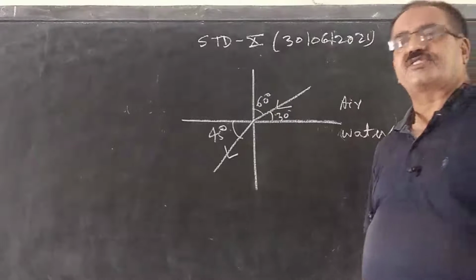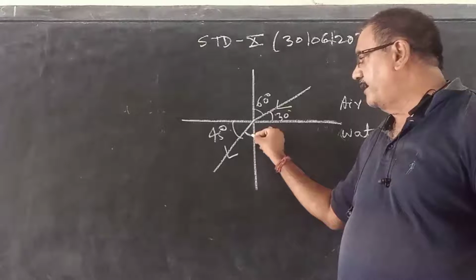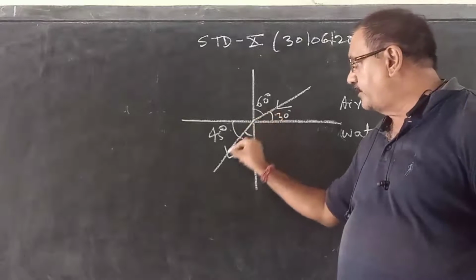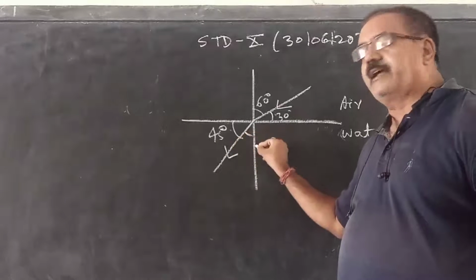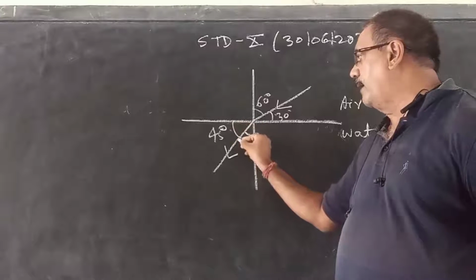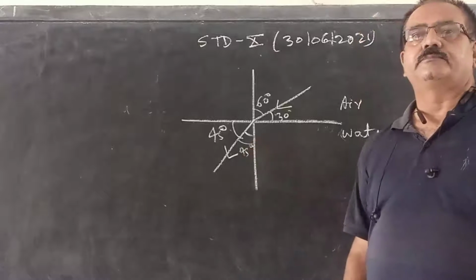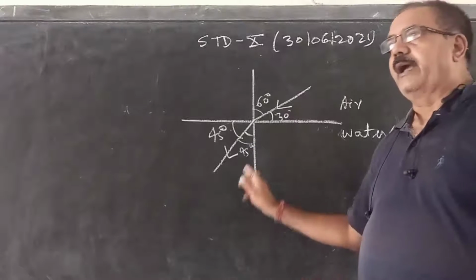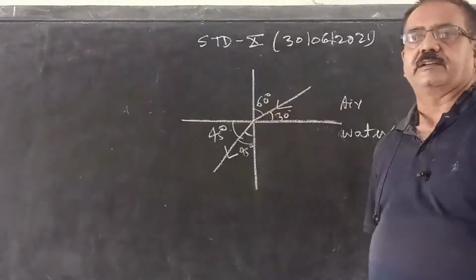Now the angle of refraction. This is the angle of refraction. Why? Because this is the refracted ray and this is the normal, and this is the angle between the refracted ray and the normal. So the total is 90, and out of 90, this is equal to 45. This angle is 45 degrees. So the angle of refraction is 45 degrees, and the angle of incidence is 60 degrees.